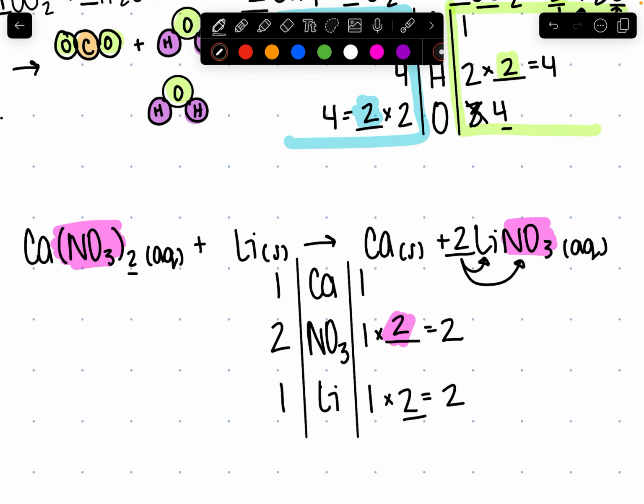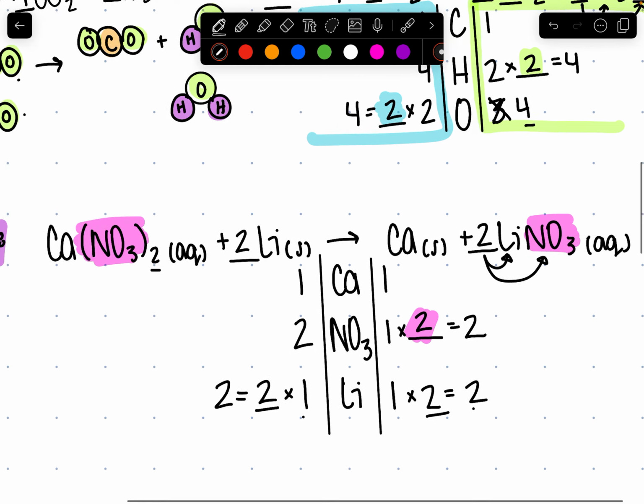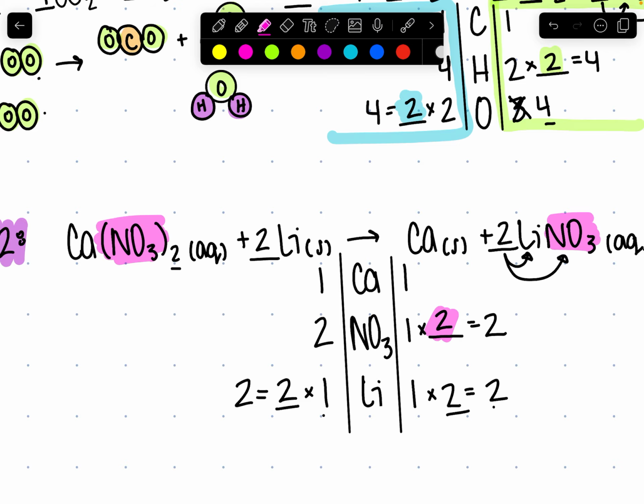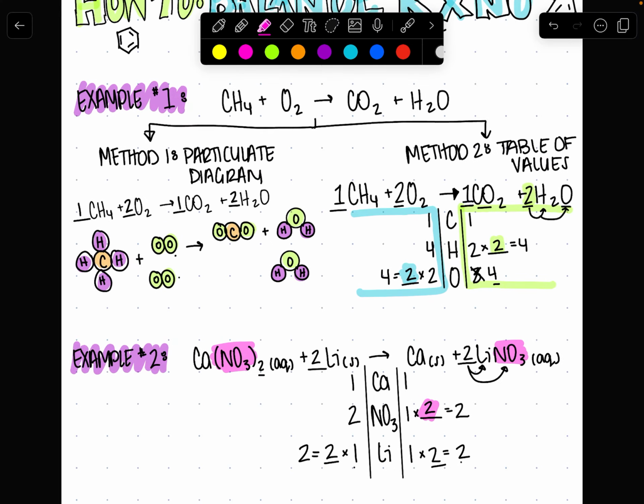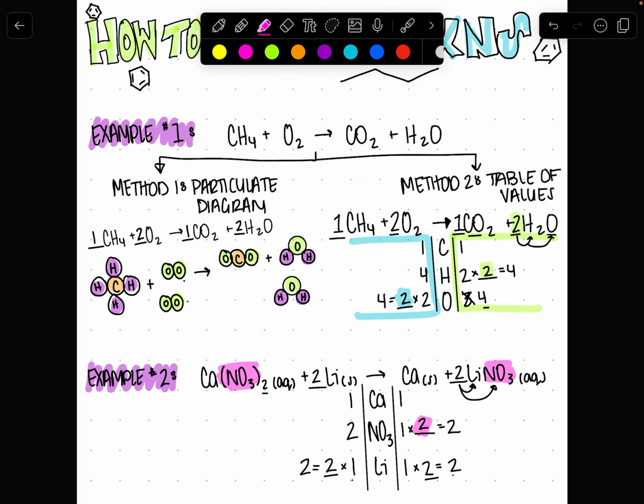When I do that, now my lithiums are unbalanced. So between 2 and 1, my least common multiple is 2. So what number can I multiply by 1 to get 2? 2. So I find the thing that contains lithium, just in its elemental form, lovely for me. That means I put a coefficient of 2 right there because that's what I multiplied by. And now everything is exactly the same, easy peasy. And that is your quick guide on how to balance chemical reactions.